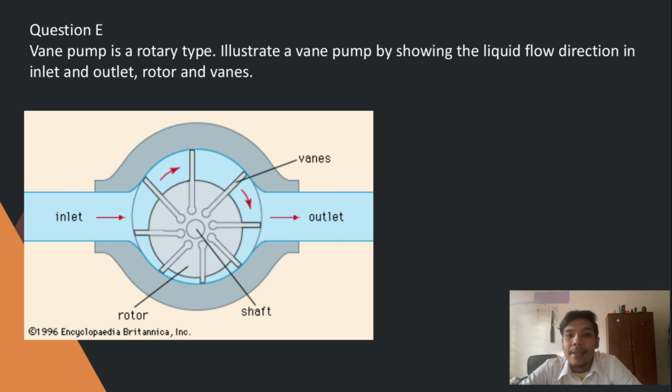Okay, question E. Vane pump is a rotary type. Illustrate a vane pump by showing the flow direction in inlet and outlet, rotor and vanes. The vane pump moves fluid using the rotary motion of multiple sliding vanes. A vane pump consists of a rotor rotating in a cam-shaped housing. The rotor is located close to the wall of the cam, so a crescent-shaped cavity is formed on the opposite wall.